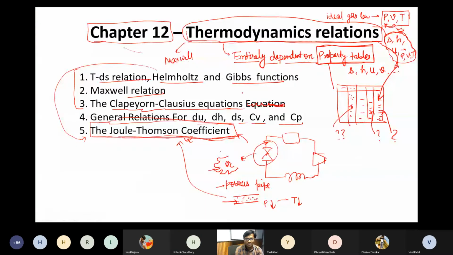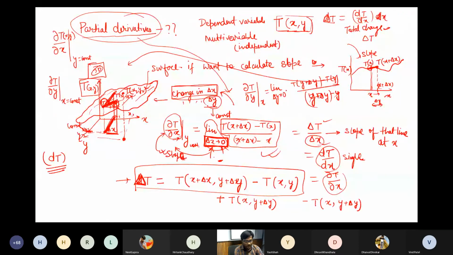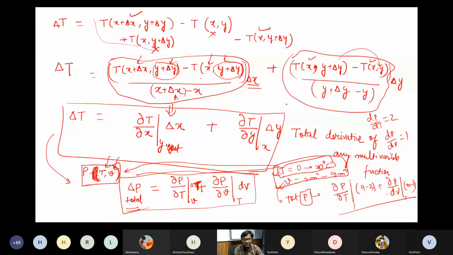Okay, in the last class we have seen just the preliminary work, what is needed for our next expression. We are going to derive it based on this particular expression, that the total change in any dependent variable can be written in terms of the partial derivative over x with constant y times dx, plus the partial derivative with y, with constant x, times delta y.